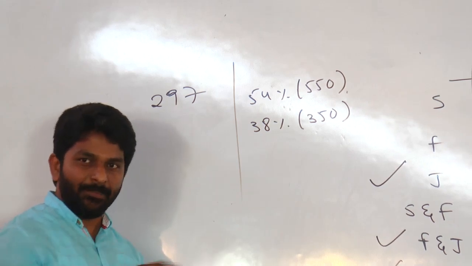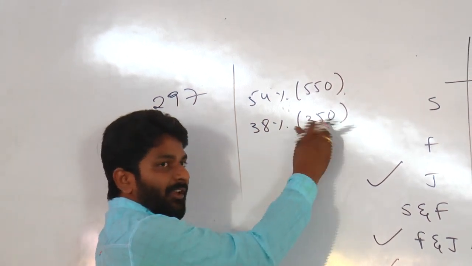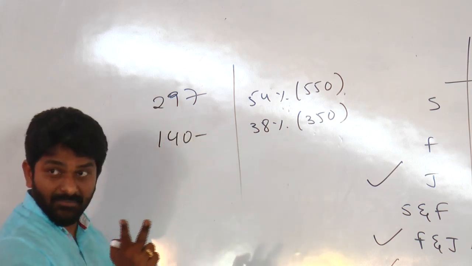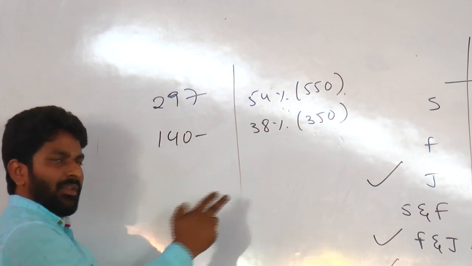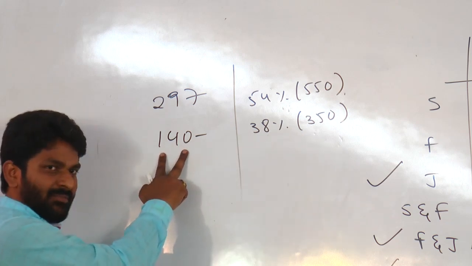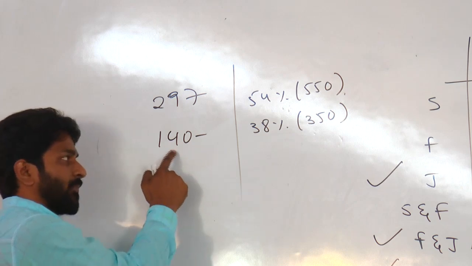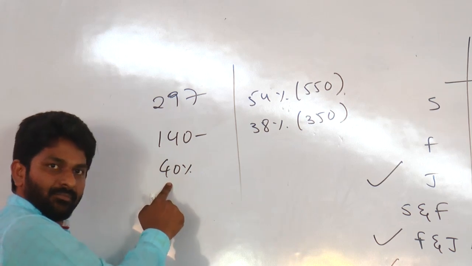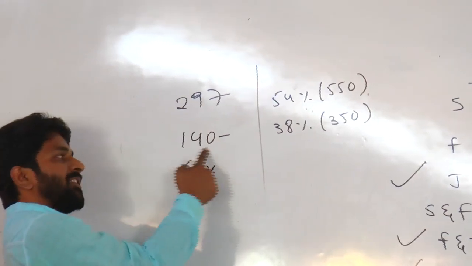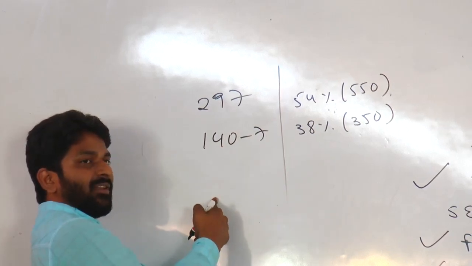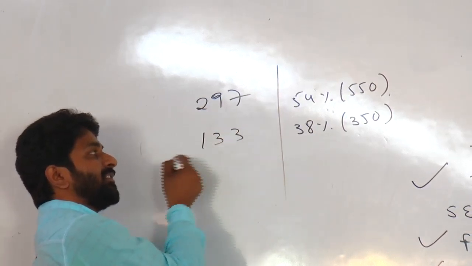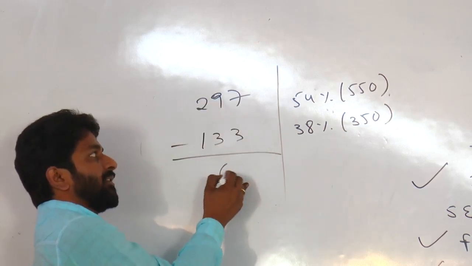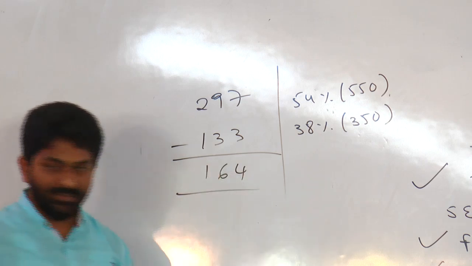Again, don't complicate this. 40% minus 2%. 10% is 35, 20% is 70, 40% is 140, minus 2%. Or else you can calculate 5% of this number. What percent is this? 40%. 10% of this number? 5% of this number is what you need to subtract. 5% of this number is 7. 140 minus 7, 133. You're asked about difference. 97 minus 33, 64. The answer is 64.